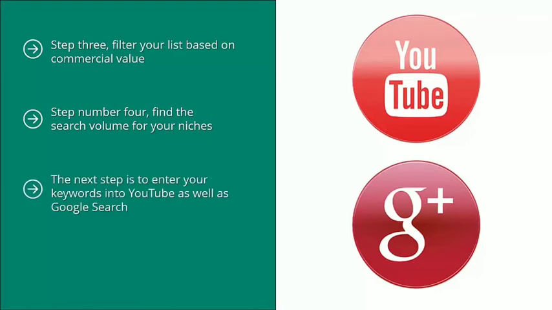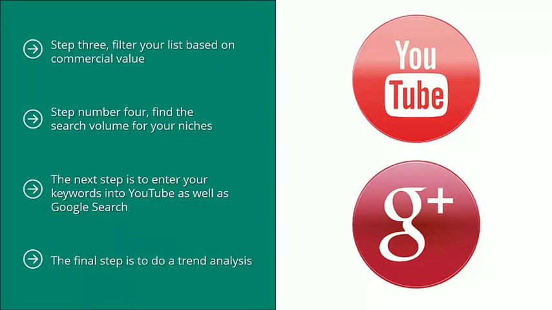The next step is to enter your keywords into YouTube as well as Google Search. What are the numbers coming in? Are there too many videos targeting that niche? Now, too many here is relative. Depending on your niche, too many can be 100,000 or it can be 10 million. Whatever the case may be, it's all relative, so again, take off the items from your list that have too much competition.